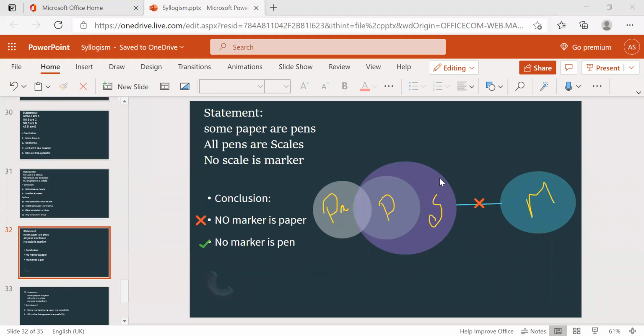See, just this is India. Scales is India. This is our Andhra. And here it's China. China is fighting with total India. No scale is marker. So that means even Andhra is also fighting with China, right? So Andhra cannot be in friendship with China. The total India is fighting with China. So this is true. No marker is pen. So of course, no marker is pen is the right answer.